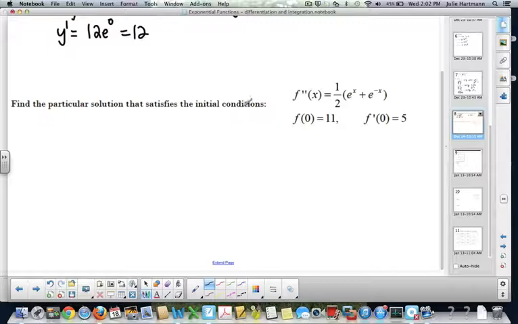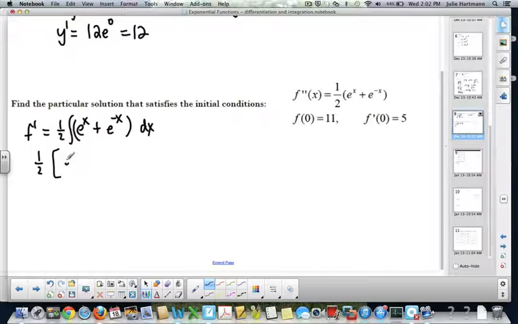Find the particular solution that satisfies the initial conditions. You have f double prime of x equals 1/2 times e to the x plus e to the negative x. Now, you have f of 0 equals 11, f prime of 0 equals 5. So f prime will be the integral of f double prime. 1/2 I'm just going to move out in front. You have e to the x plus e to the negative x dx.